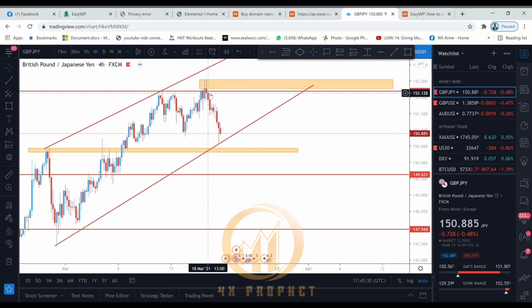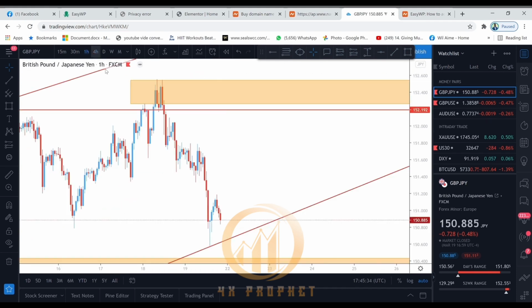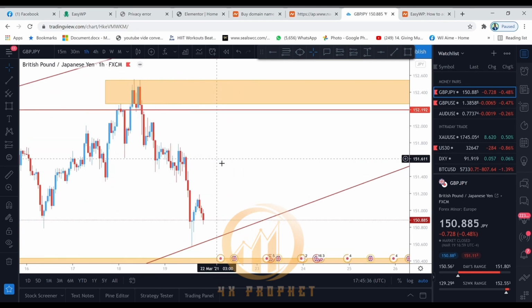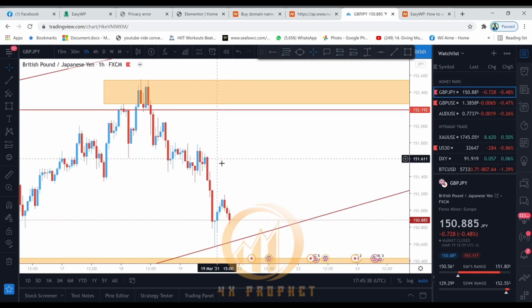Now, what we're going to do is come down to our lower time frame, which is the 1 hour. We're also going to look for our support and our resistance areas on this time frame as well. Okay, that is super important. So what I want you to do is take notes from everything that has happened.